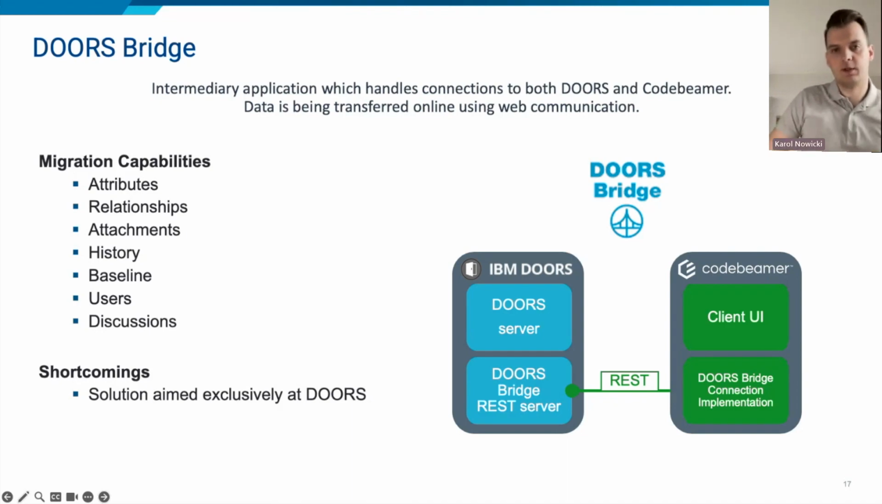The tool gives us a lot of possibilities, as we can migrate attributes, relationships, attachments, history, baselines, users, and discussions, in Doors called comments. It's also possible to perform a re-import of already migrated data to keep it synchronized. And of course, the biggest disadvantage of DoorsBridge is that it's limited to Doors only.